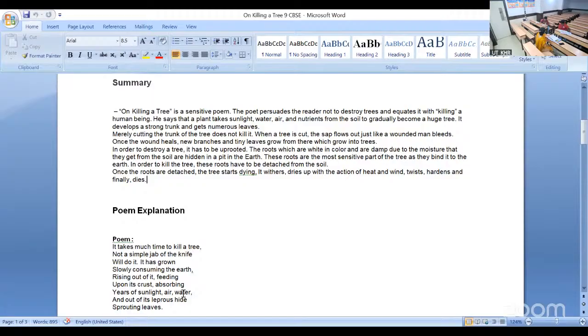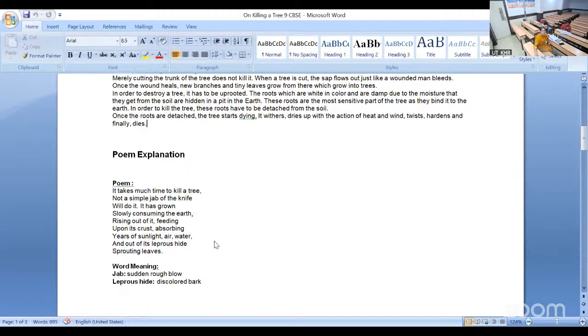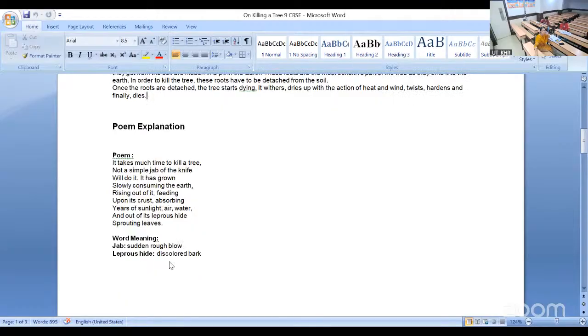Have you seen that you plant a seed today and tomorrow it has grown so big? It doesn't happen, right? It takes months, years of hard work on behalf of the tree. You should write all this in your notes. And then meaning, jab is a sudden rough blow with a knife. If you want, you can write. Leprous hide is discolored bark.